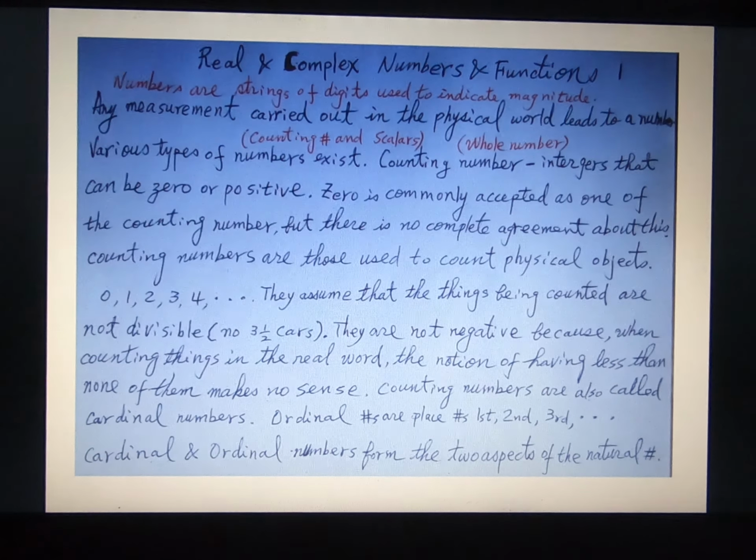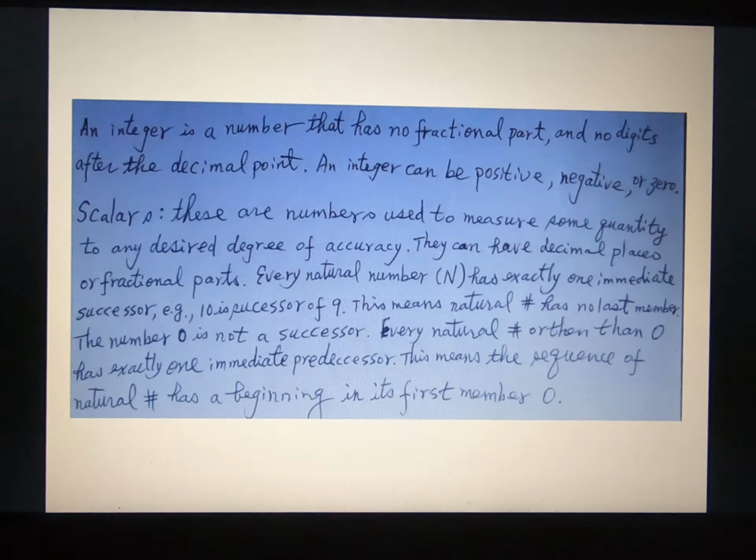When you do a measurement in the physical world, you will need a number, and this is where the counting numbers come from. An integer will have a positive, negative, or 0. Scales mean numbers that measure some quantity to any desired degree of accuracy.